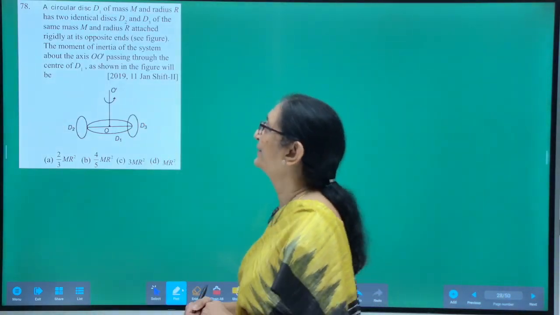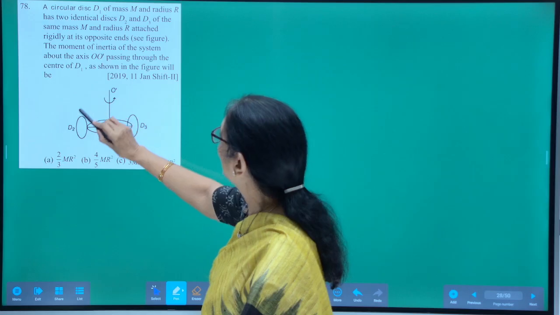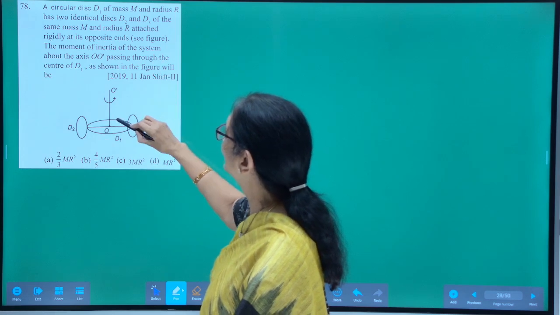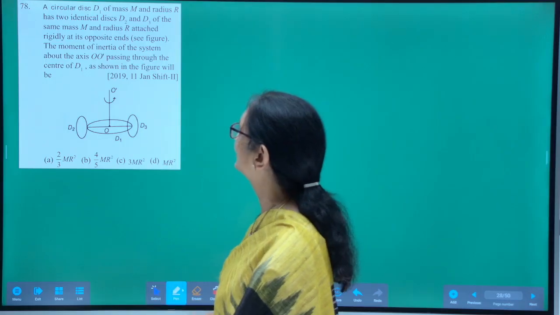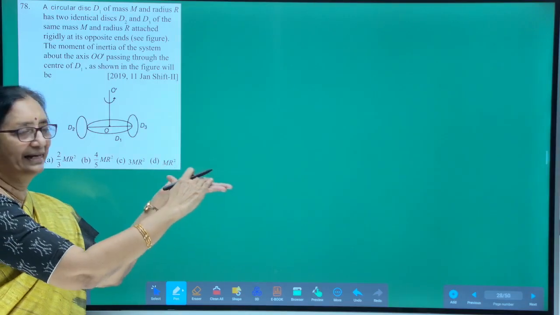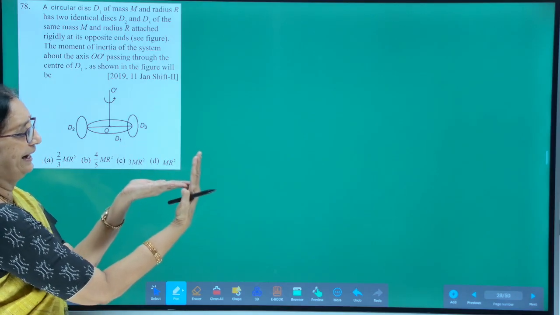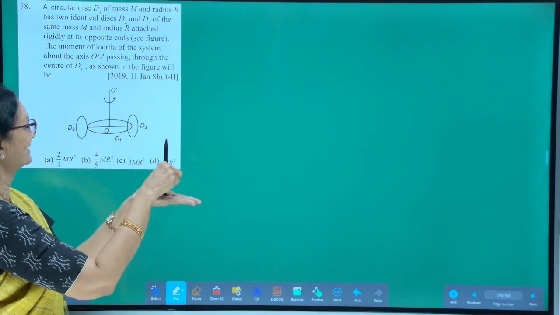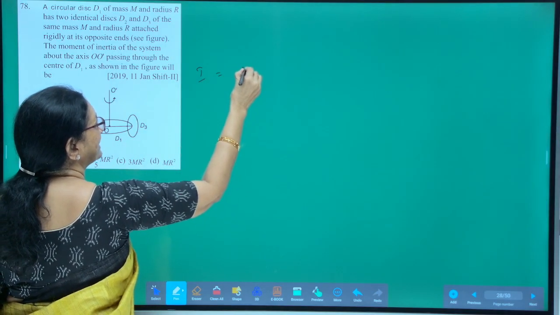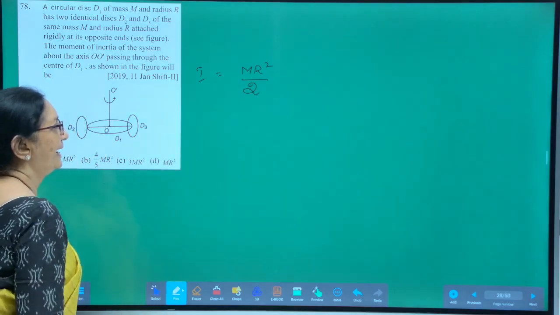Look here, it is interesting. A circular disc of mass m, radius r, has 2 identical discs of mass m, radius r arranged like that. Moment of inertia of the system about this axis passing through the center of this disc D1. See here, the disc is arranged like this and the axis is like this. The 2 discs are arranged like this at the end. So, for this disc, that axis becomes the axis passing through the center perpendicular to the plane. So, its moment of inertia is mr square by 2.